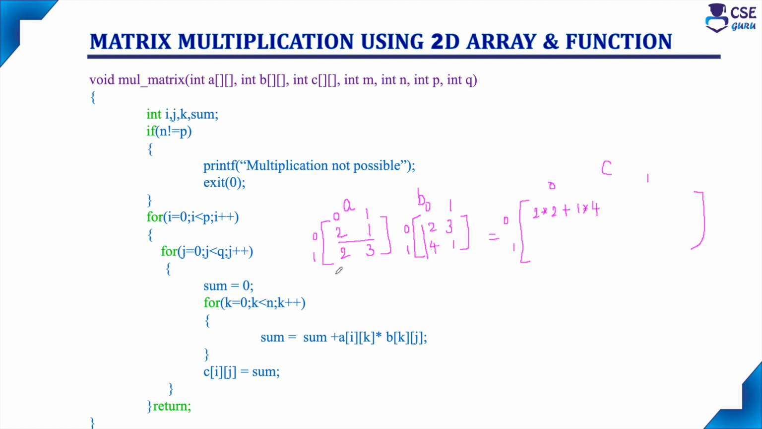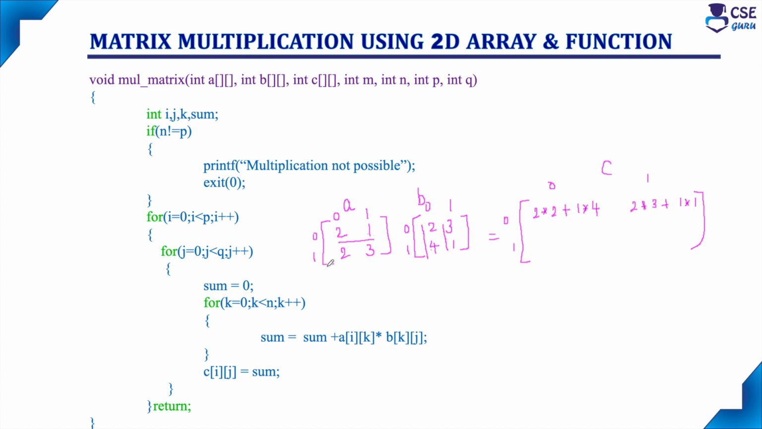Similarly, if you want to find the 0, 1 position, we have to take the first row of A with the second column of B, and the similar process we have to implement. That is 2 into 3 plus 1 into 1.